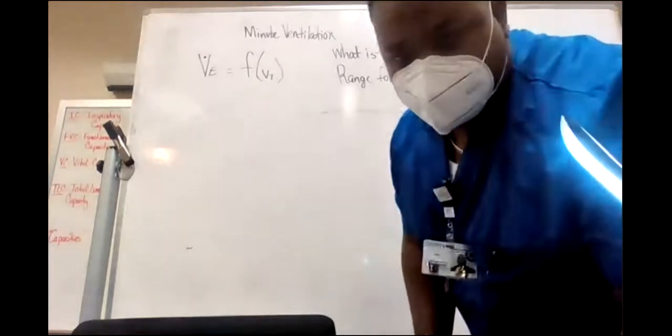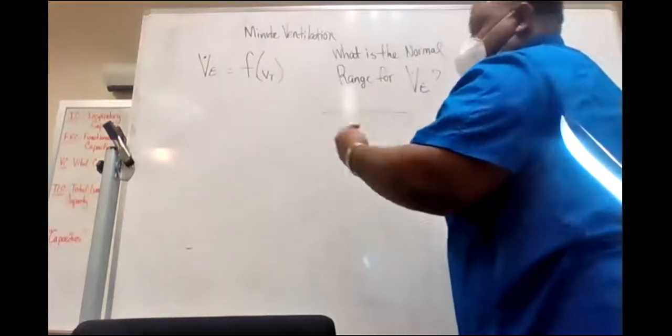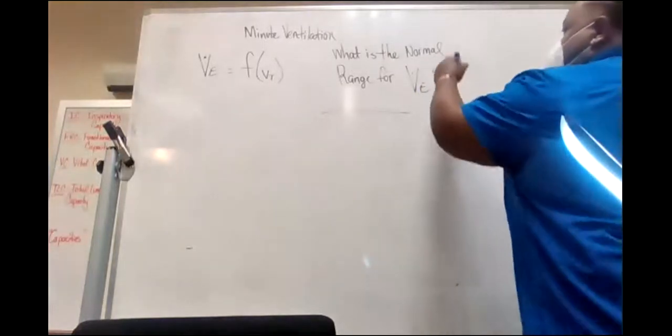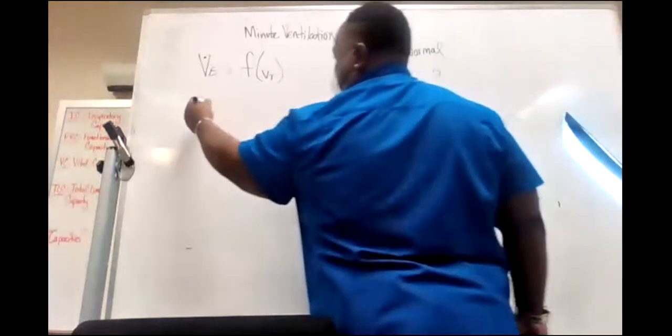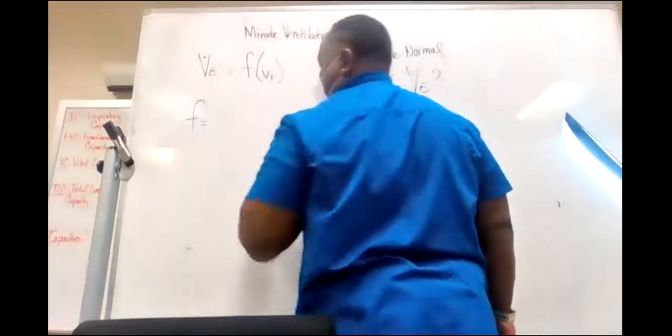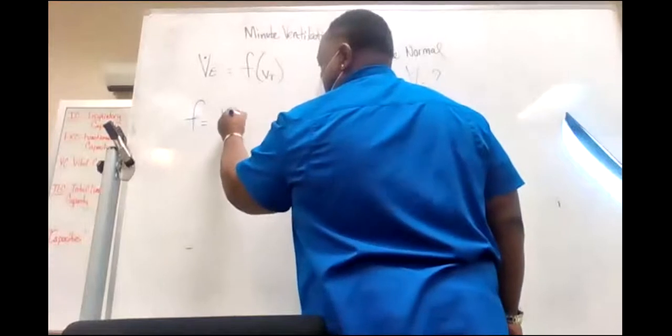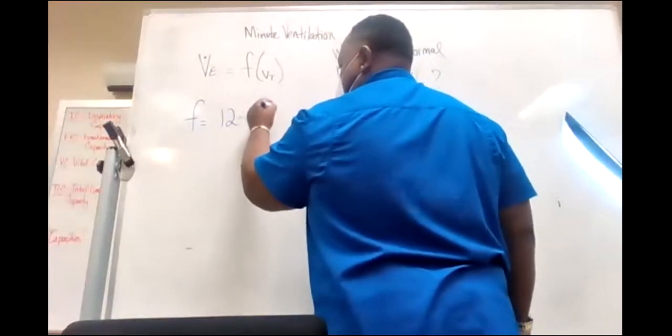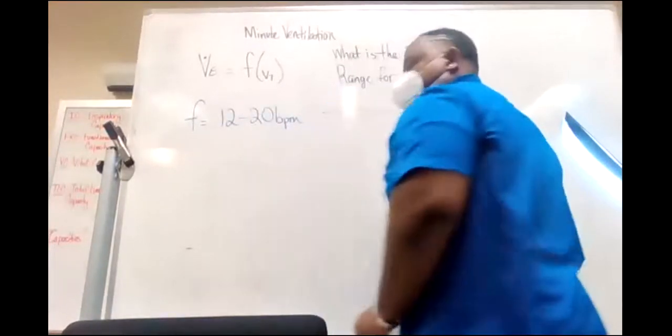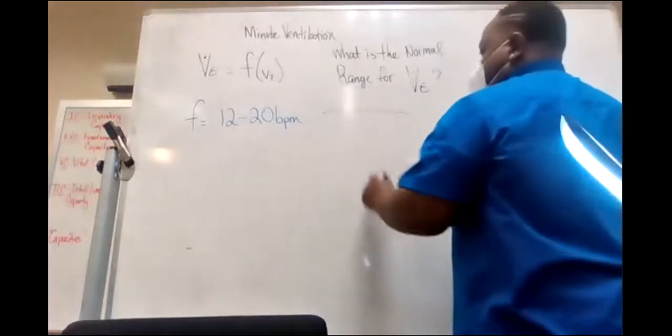All right, so I think I got a couple people write it in there. Let's do it. First, what is the normal range for frequency? What's the normal frequency? 12 to 20 breaths per minute. That's the normal. All right, so let's do the first one.